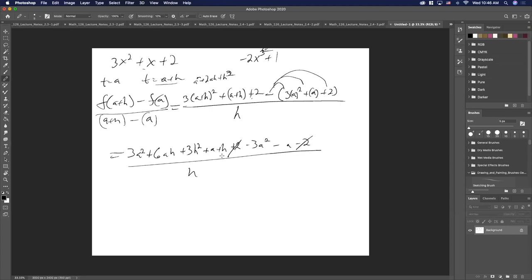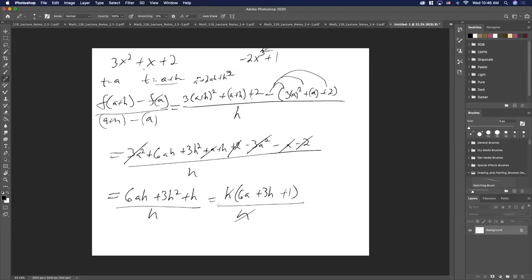So I have a positive a, a negative a. I'll have a minus 3a squared and a positive 3a squared. So I cross all that out. So I have 6ah plus 3h squared plus h all over h. And here I'll factor out the h. So I'll have an h times 6a plus 3h plus 1 all over h, cross out the h, and we get our final answer here of 6a plus 3h plus 1.